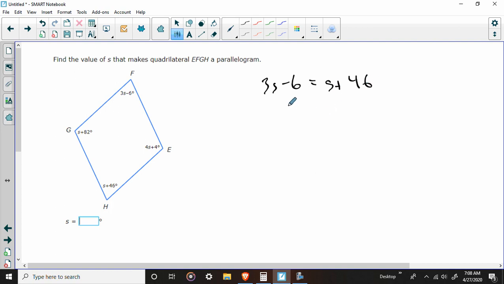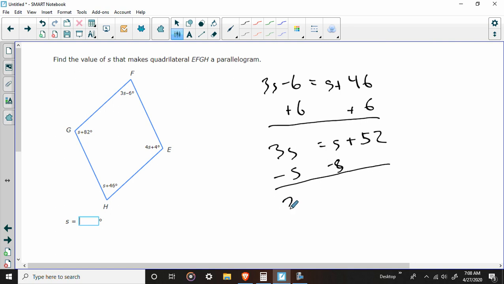Let's add 6 to both sides. 3s equals s plus 52. Subtract s from both sides. 2s is equal to 52. And again, like half a deck of cards, half of 52 would be 26. So what value of s is going to make this true? 26. That's about it.